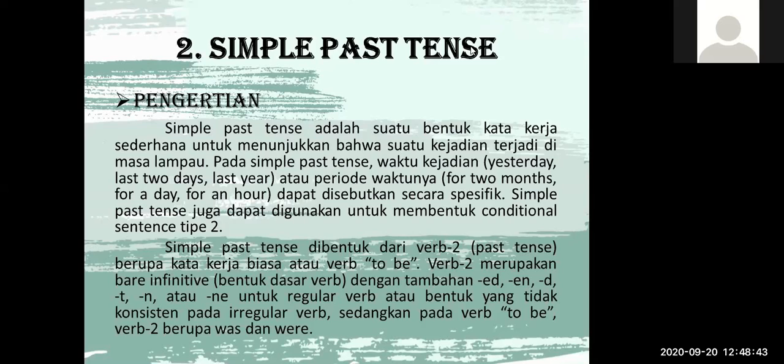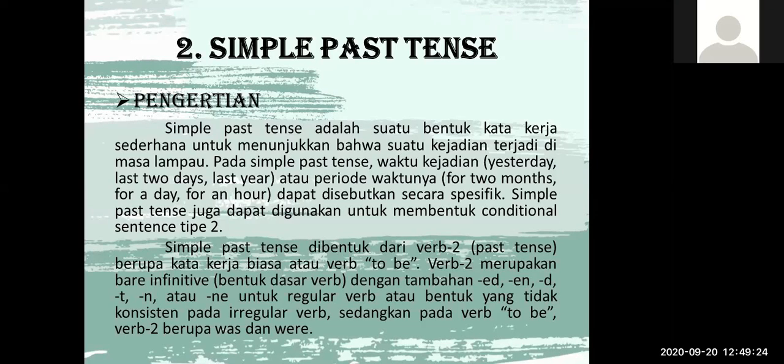Simple past tense. Simple past tense is used for an event that occurred in the past. In the simple past tense, the time of the event is yesterday, last week, or a time period such as for two months, for a day, for an hour. The simple past tense can also be used to form a type 2 conditional sentence. It uses verb 2, the past tense form of an ordinary verb or verb to be.